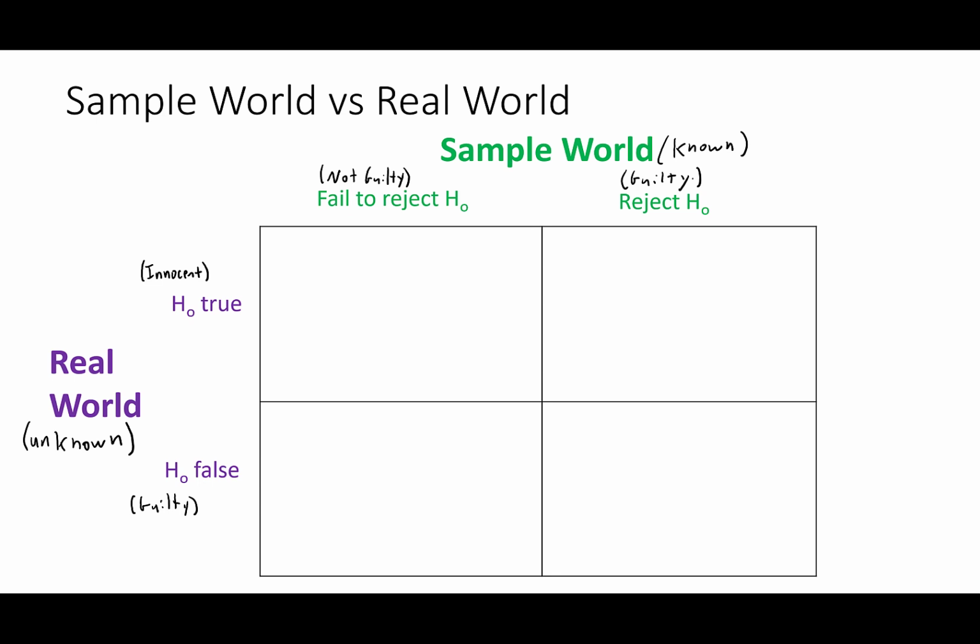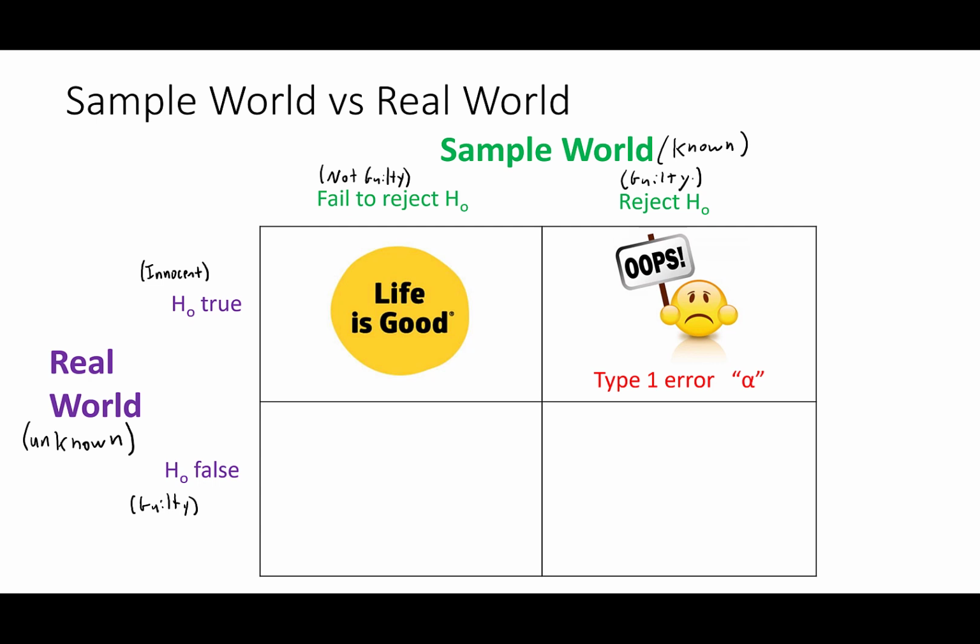The first outcome is the person is in actuality, in the real world, they're innocent. And we find them not guilty. That would be the correct decision. Not guilty, and they're actually innocent. However, they could actually be innocent, but we, for whatever reason, found enough evidence to find them guilty. This is what a type 1 error is. A type 1 error is when you reject the null hypothesis. You find them guilty, but in actuality, they're innocent. In actuality, it's true. That would be a bad decision.